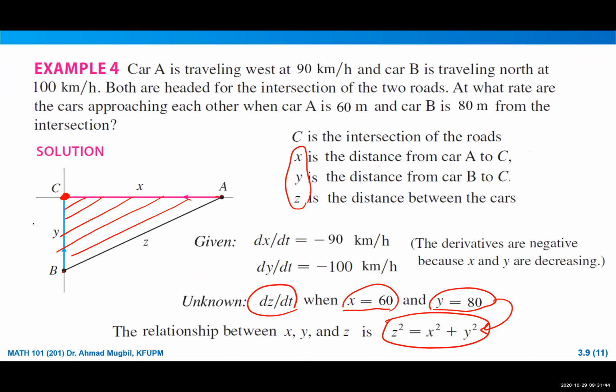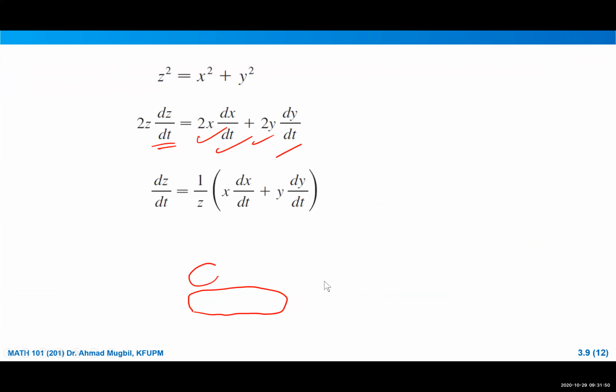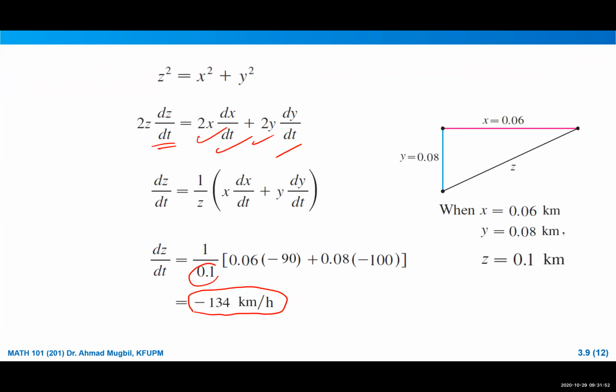So the distance between A and B will be smaller, and because of that, its rate of change will be negative. This confirms that your solution is okay if there are no other mistakes. But if you got, for example, a positive, this means that there is something wrong. Any questions, guys? Is that clear?